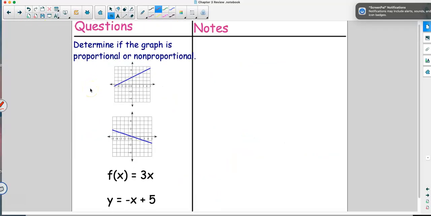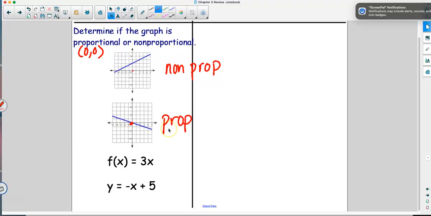Determine if our graph is proportional or not. Remember, proportional has to go through 0, 0. Here, it does not go through 0, 0. Therefore, it is non-proportional. This graph goes through 0, so it's proportional.